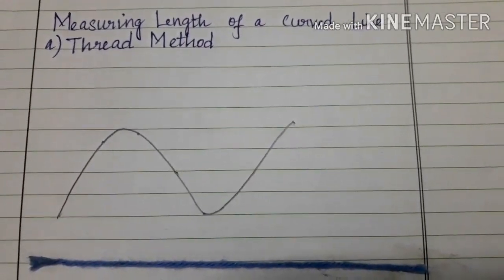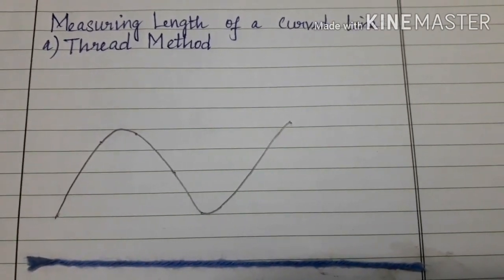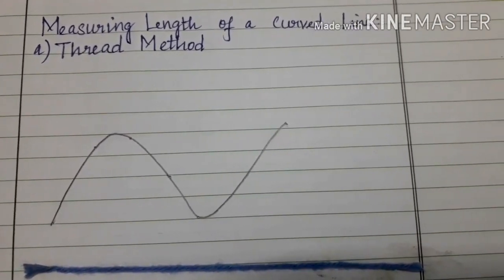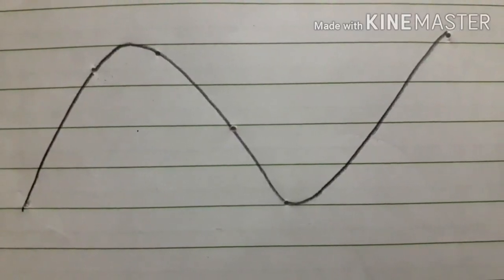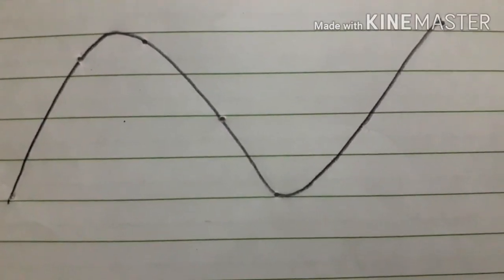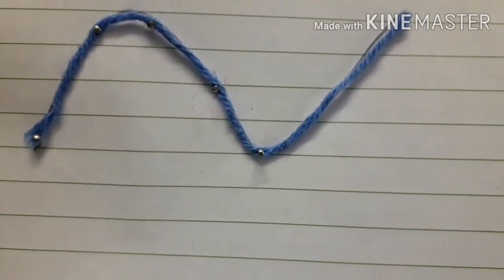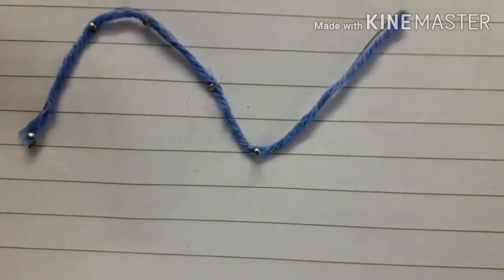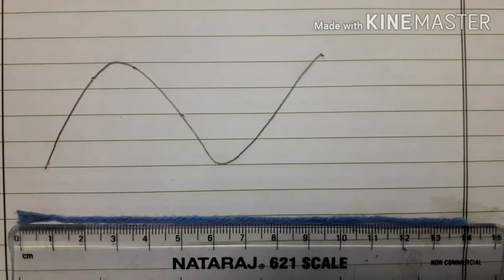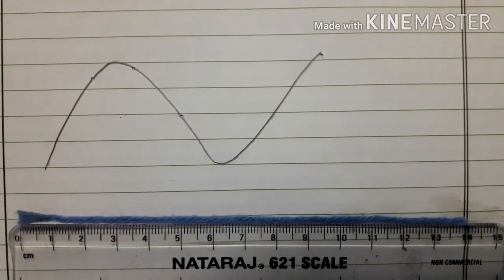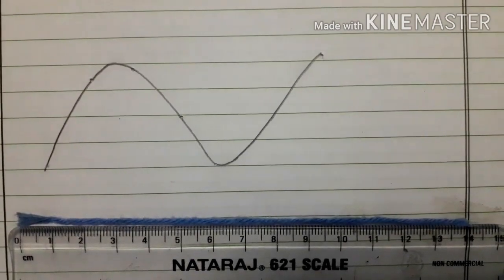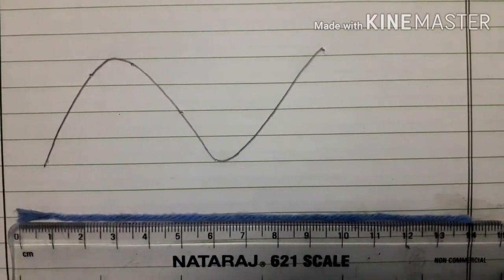Take a white sheet of paper and draw a curved line using a pencil, and measure the length of the curved line using thread. Place the thread exactly along the curved line. Straighten the thread and measure the length using a scale. The length of the curved line obtained is 14 centimeter.